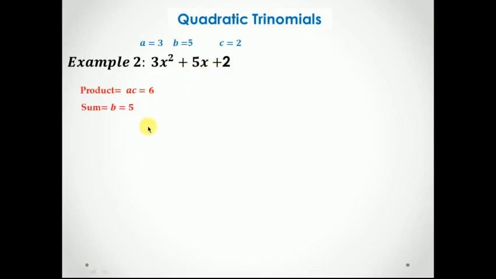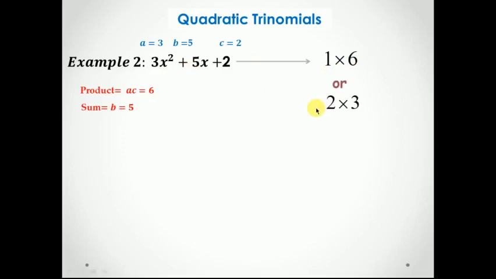So we need to find factors of 6. So what are the factors of 6? Well, we know 1 is a factor, 2 is also a factor, 3 is also a factor, and 6. But of those factors, which 2 can we multiply to give us 6? Of course, we know 1 times 6 will give us 6. But if we add 1 plus 6, will that give us 5? I don't think so. Therefore, that's not an option.